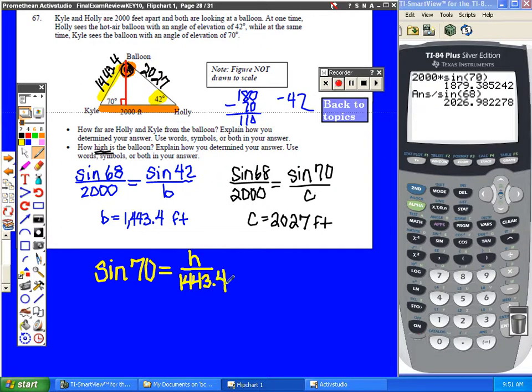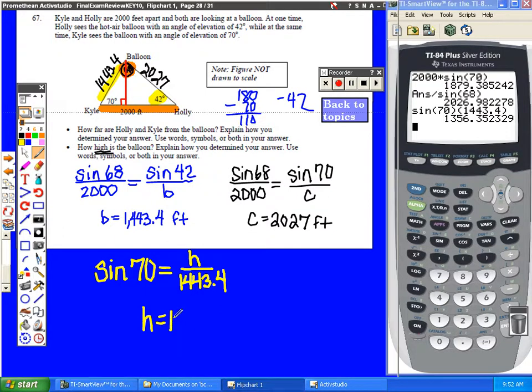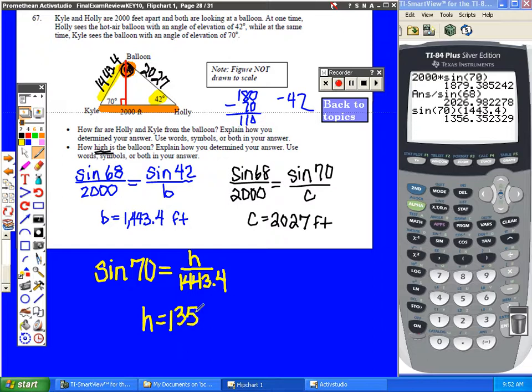1443.4. So to solve this, the opposite of dividing by 1443.4 is multiplying. So I'll type in the sine of 70 multiplied by 1443.4. And that should give me the height. Height is equal to 1,356.4 feet. And that is the second part of my answer.